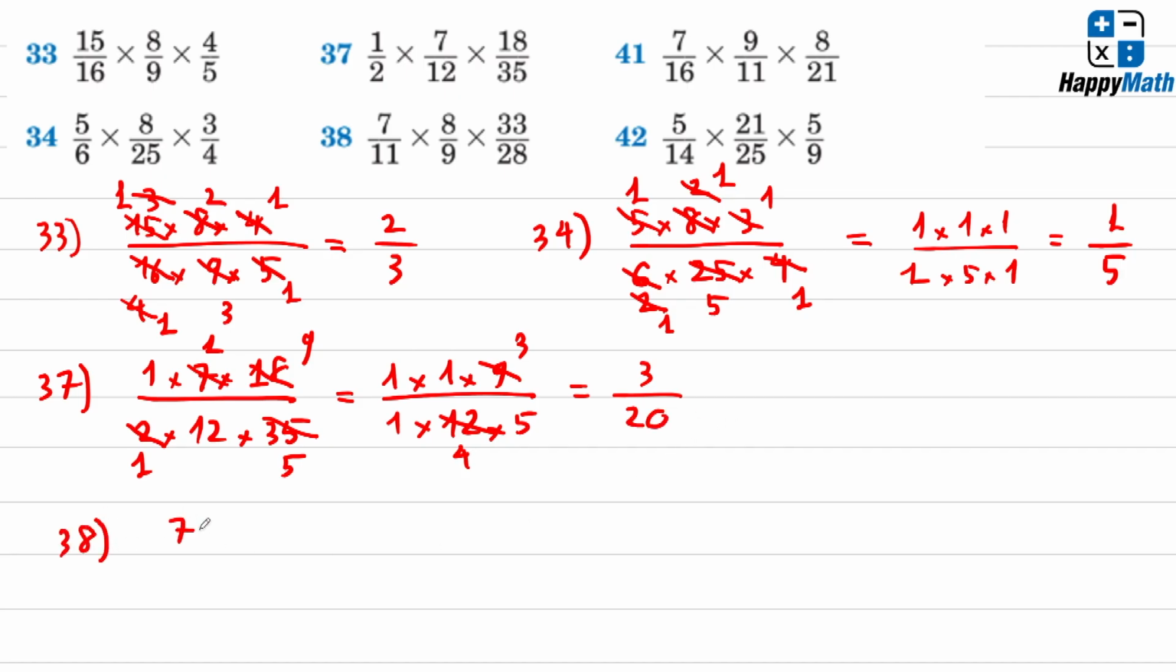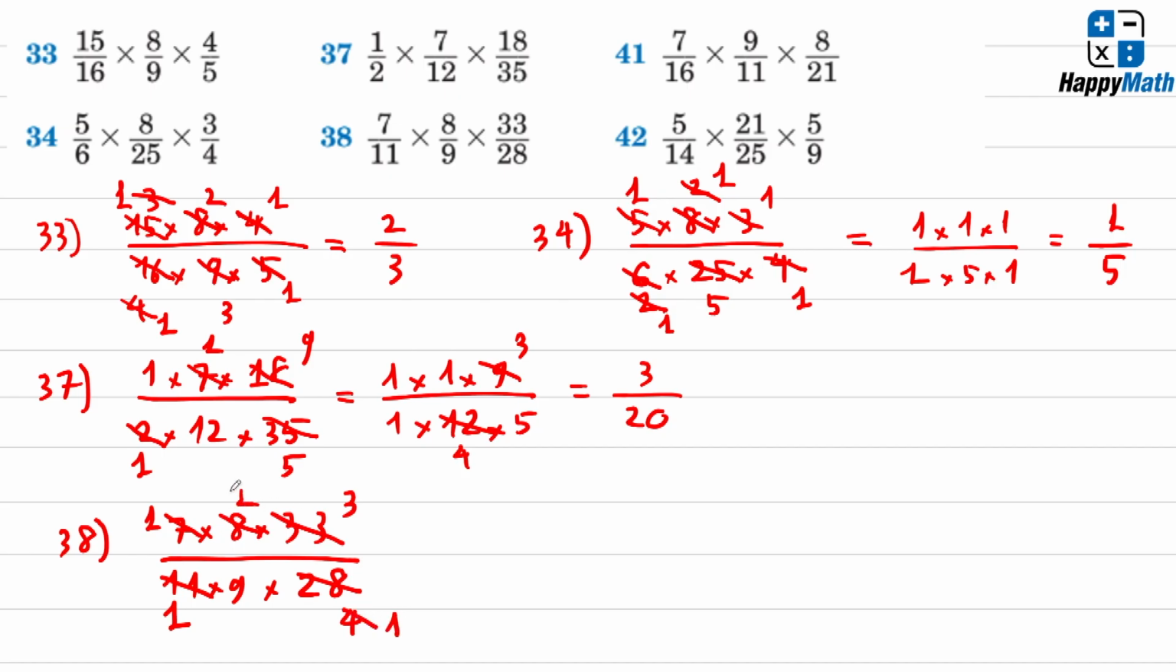38. You got 7 times 8 times 33 over 11 times 9 times 28. 11 and 33, you got 3 and 1. 7 and 28, you got 4 and 1. And 8 and 4, you got 1 and 2. And 3, 9, you got 1 and 3. So after that, you got 2 over 3. Okay, 41.